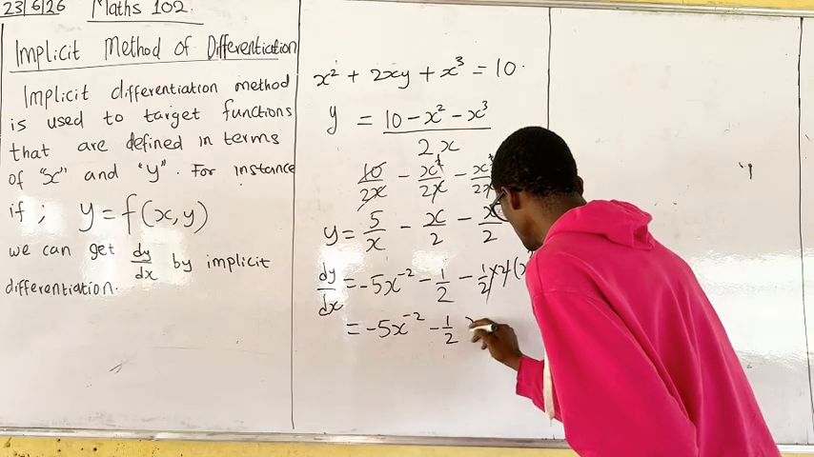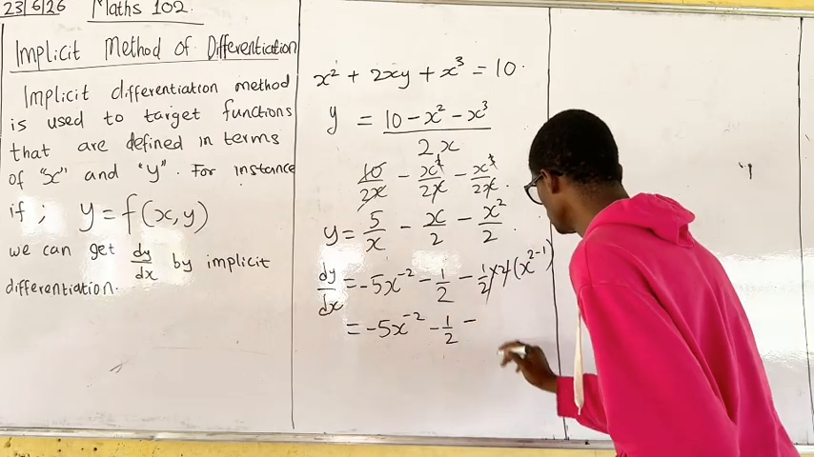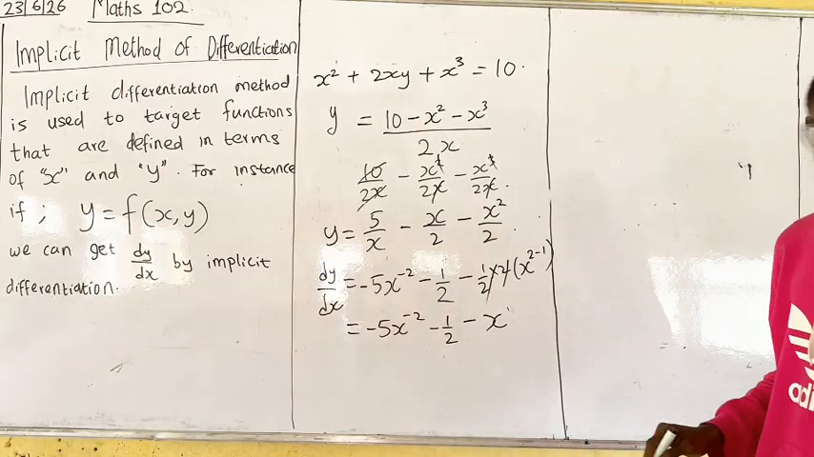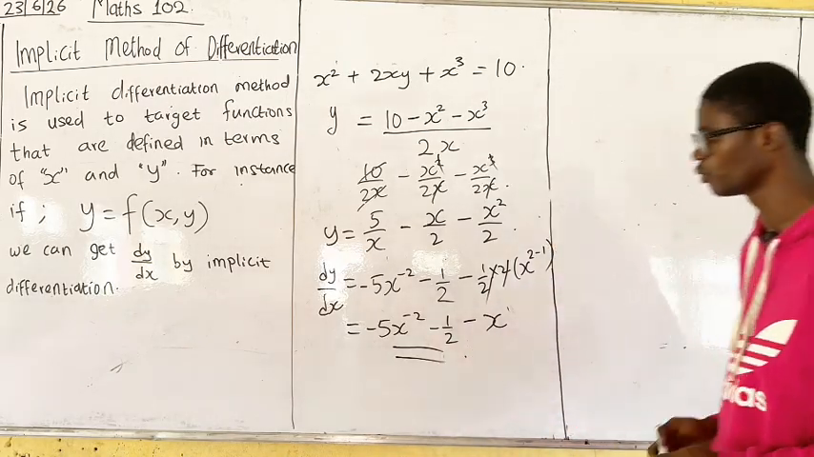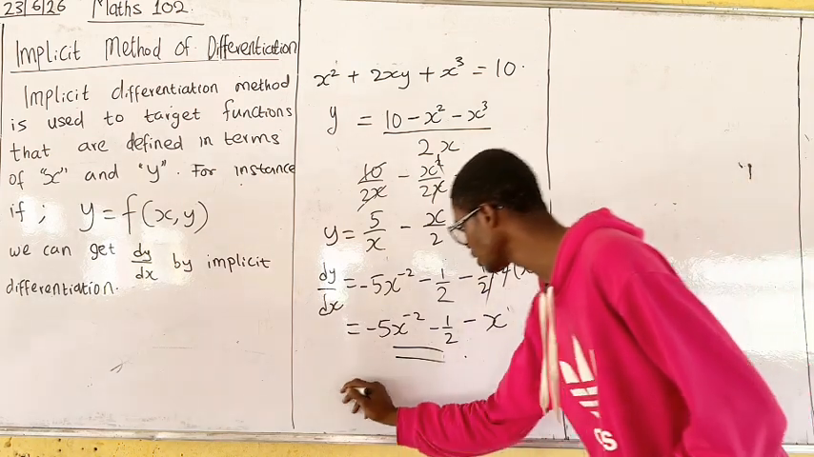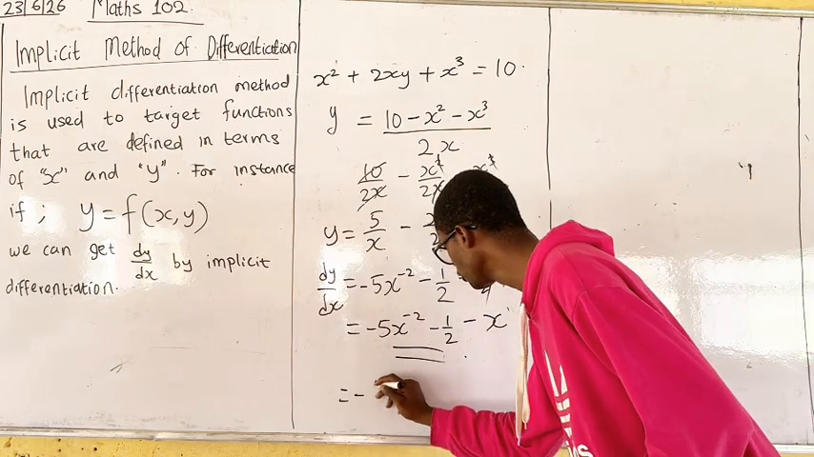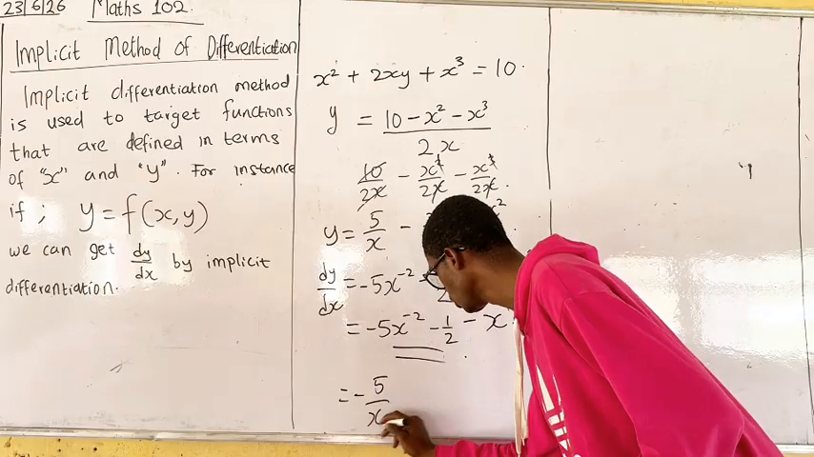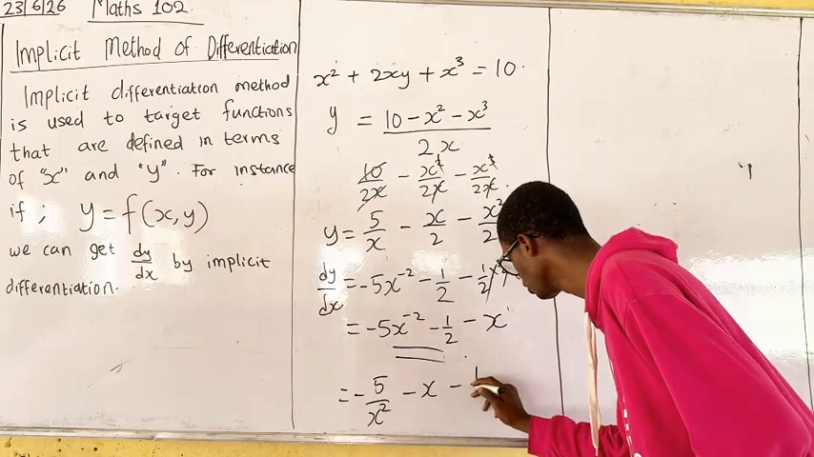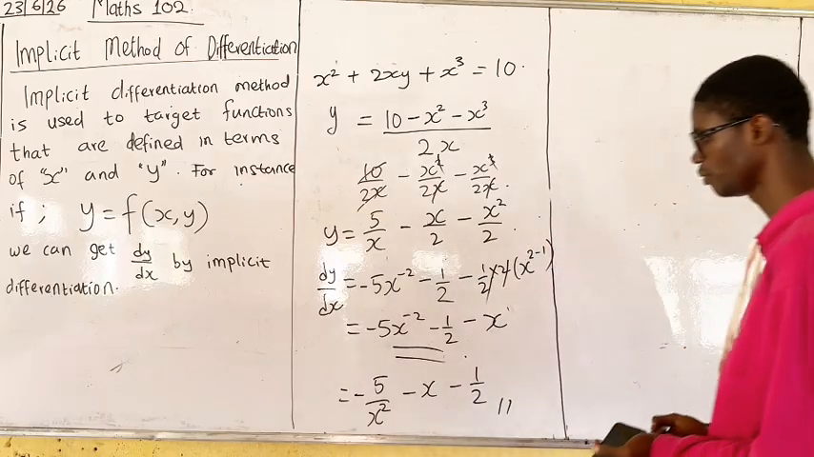So at the end of the day, we'll have minus 5x to the power of minus 2, minus 1 over 2, then minus x to the power of 1, which is x, right? So you can further simplify this if you want, or leave it this way. If I want to further simplify it, I can have minus 5 over x squared minus x minus 1 over 2. I think it's preferable this way.